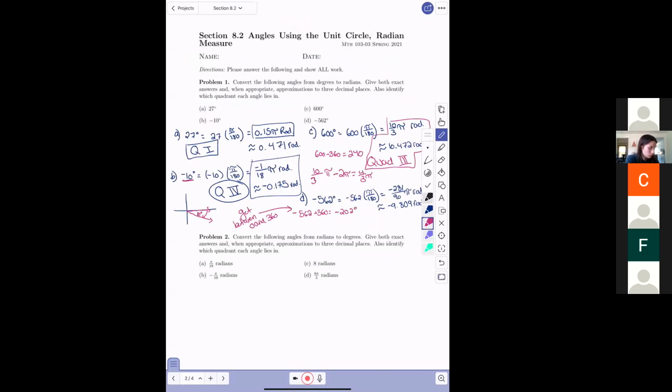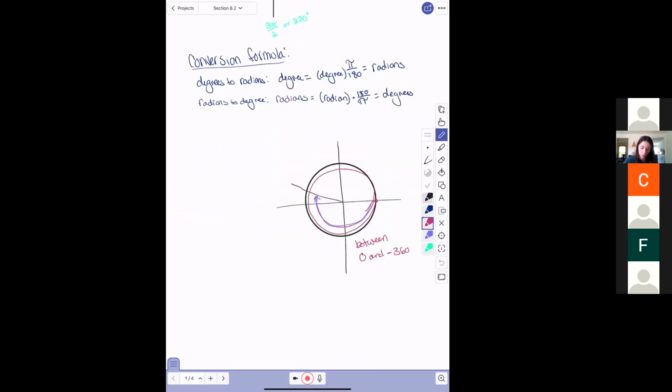So would that be quadrant 2? Yes, that would be quadrant 2. And the reason being, since we're going negative, here to here is from 0 to negative 90. Here to here is negative 90 to negative 180. Here to here is negative 180 to negative 270. Here is negative 270 to negative 360.